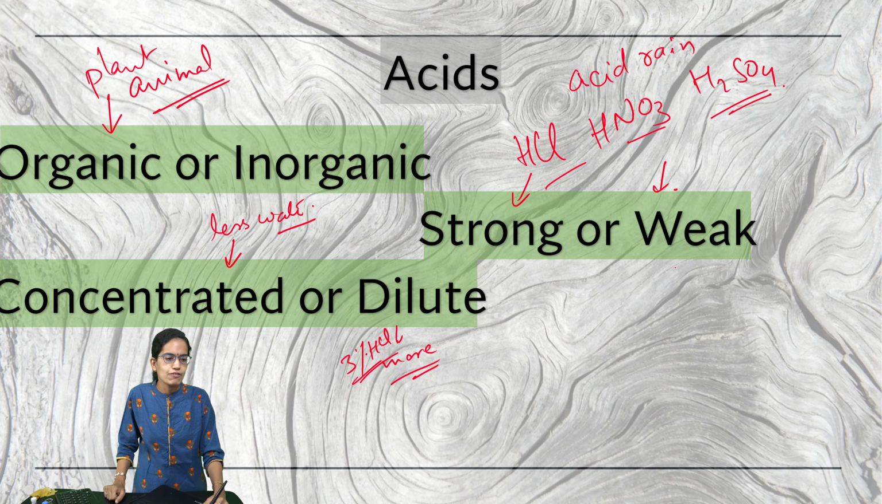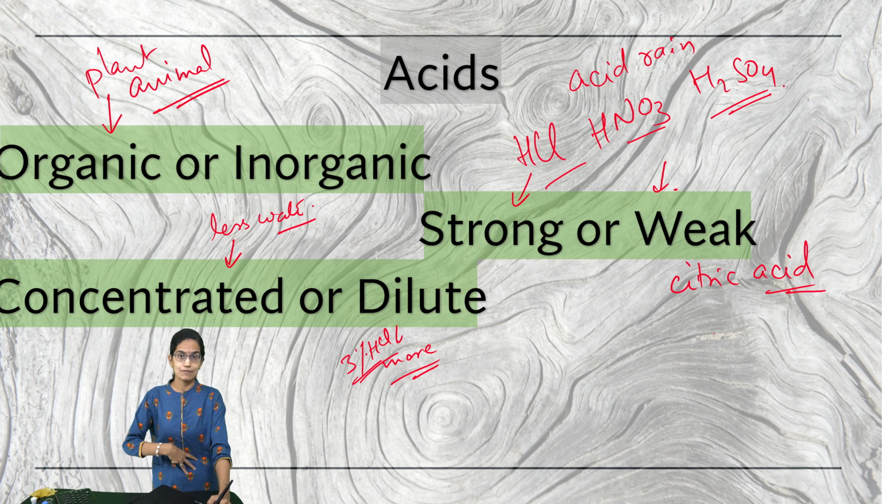Then we do have weak acids, acids which are not that strong. For example, we do consume lemon, and definitely lemon acid is not that strong. So we call this a weak acid. So citric acid is a relatively weak acid. Our stomach acid, which helps in the digestion, is a strong acid.